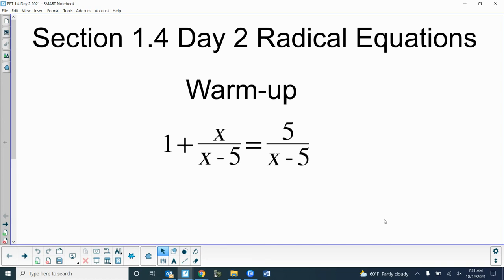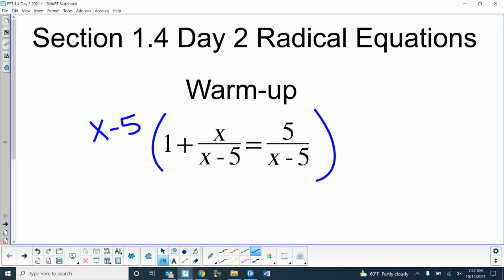All right, so what do I have to do for this rational equation to solve it? What did we do yesterday? Well, if the 1 wasn't there, we would just cross multiply, right? But there's a 1 there, so what do I have to do? Yeah, I got to multiply everything by x minus 5. The whole thing. That way we'll get rid of these denominators. So we won't have fractions then.